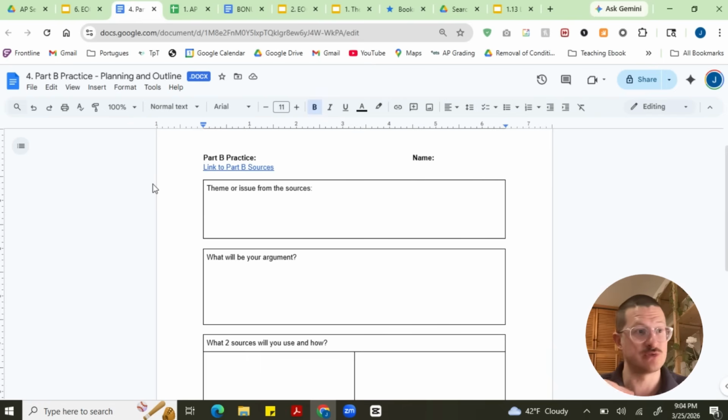As they read these sources, the first thing they're asking is, what's the theme or issue? Now, there's nowhere on the exam where you have to write what the theme is. But you will be able to tell, if you're a grader, whether that student has got it and whether they're in the right ballpark. Okay, the next question is, what is your argument based on the theme?